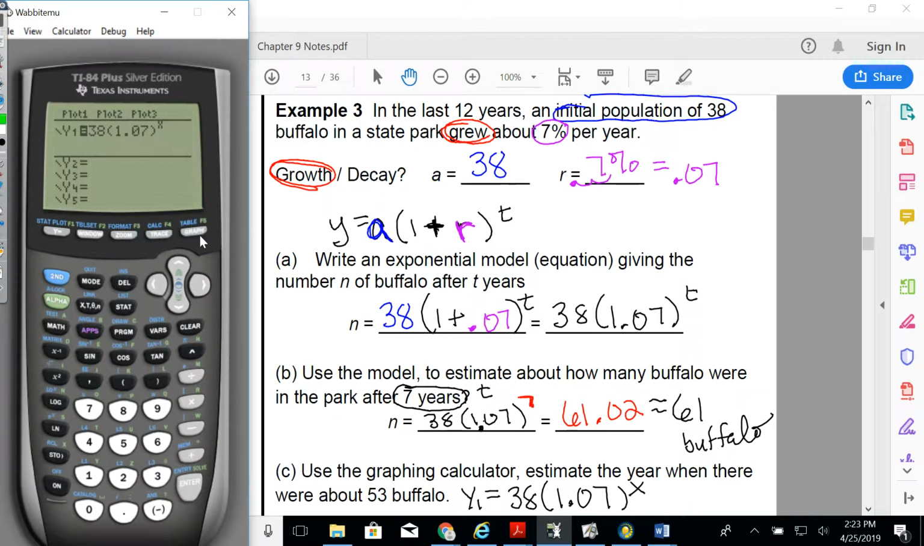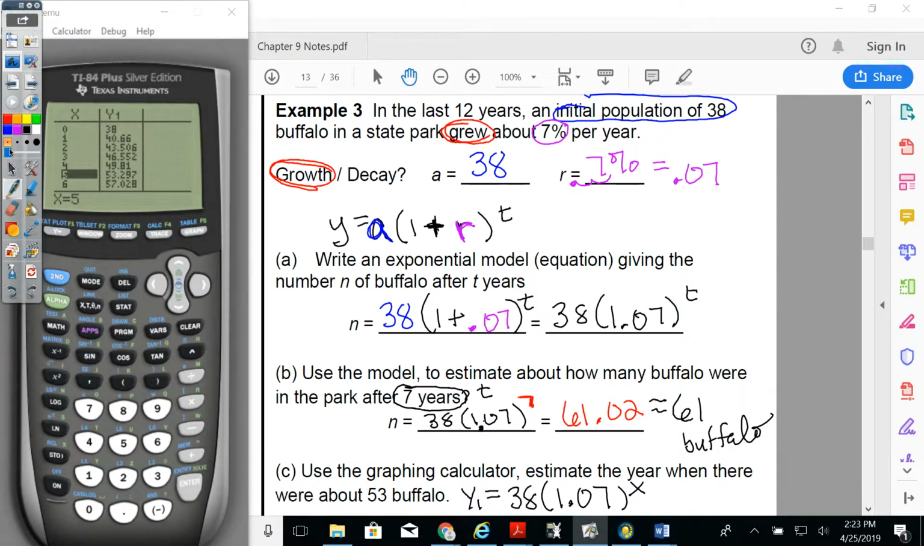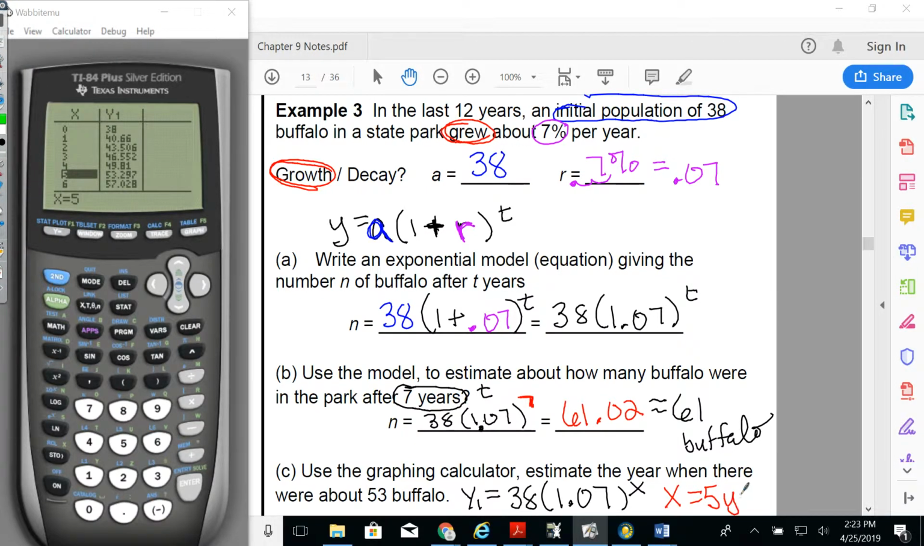And then we're looking at the table. You could use the graph too and estimate the 53. But looking at the table, we want to see when the y first passes 53. So right here, 53 is that decimal. And I would estimate this to be 5. So t or x is 5 years. So at 5 years, that's when there's about 53 buffalo. Maybe not exactly, but about.